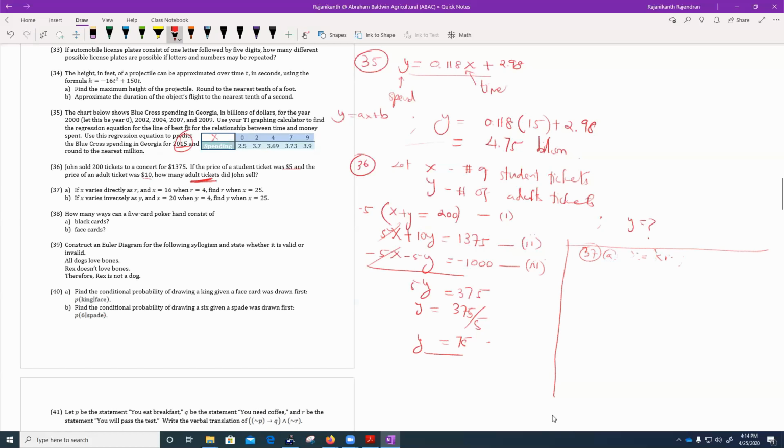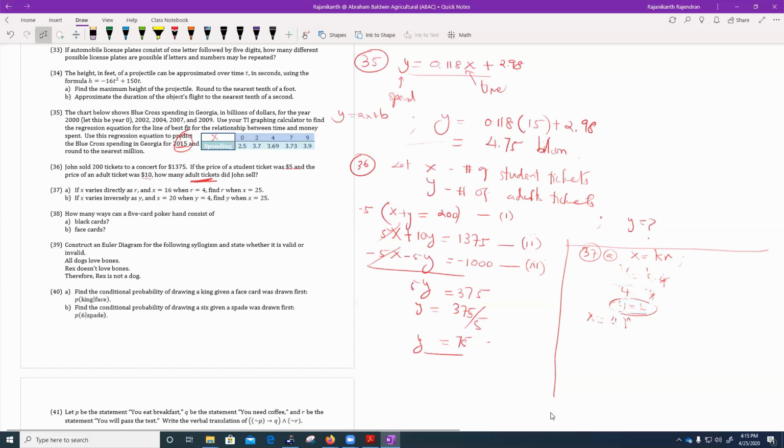So let us figure out first k. So when x is 16, r is 4. Plugging those two values here, I'm solving for k. So k is 16 over 4, which is 4. So k is 4, right? Once you know k, go back to your equation and replace k by 4. Therefore, your equation is x equals 4 times r.